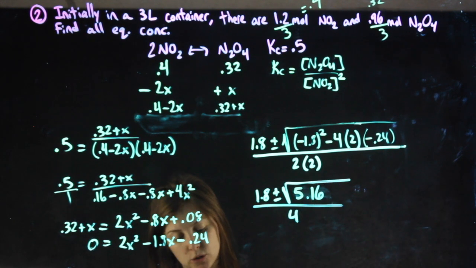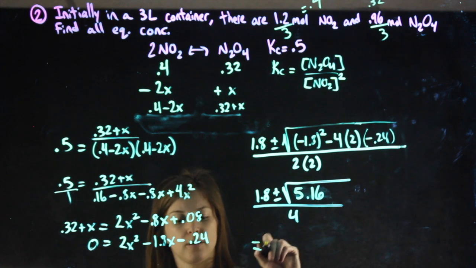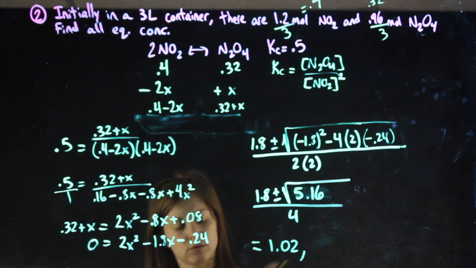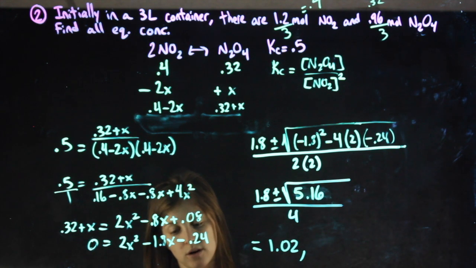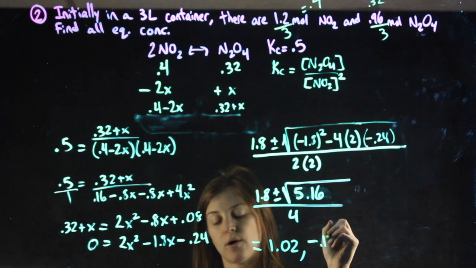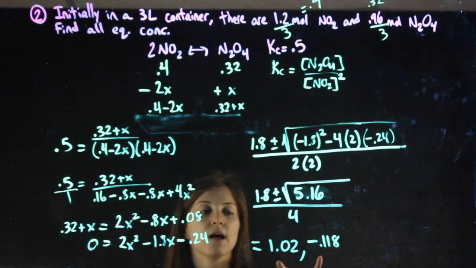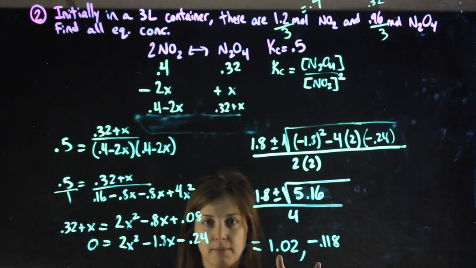1.8 plus the square root of 5.16, hit enter on your calculator, then divide by 4. You get 1.02. 1.8 minus the square root of 5.16, hit enter on your calculator, then divide by 4. Negative 0.118. These being positive or negative doesn't matter.